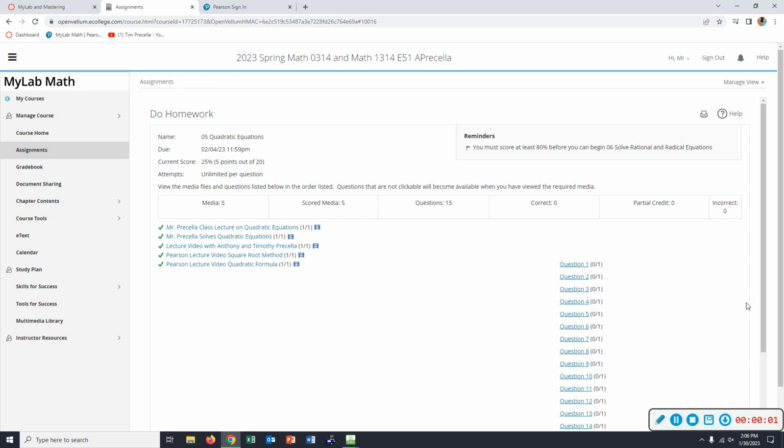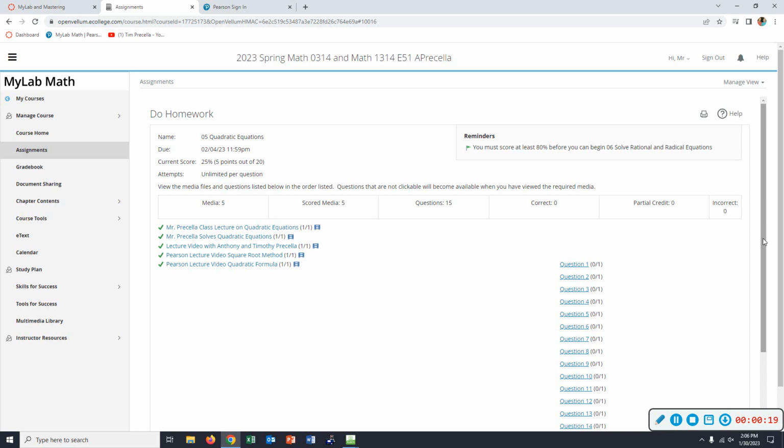Good afternoon, class. Today we're looking at solving quadratic equations. We're going to see three methods in this assignment. There's a fourth method, but I like to wait until we get to circles to look at that fourth method. So we'll only be seeing three methods today.